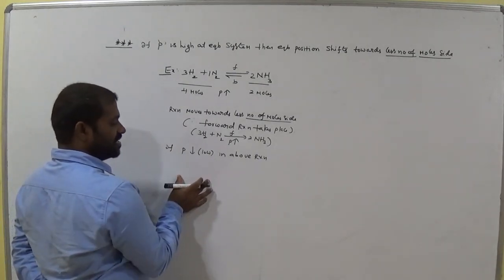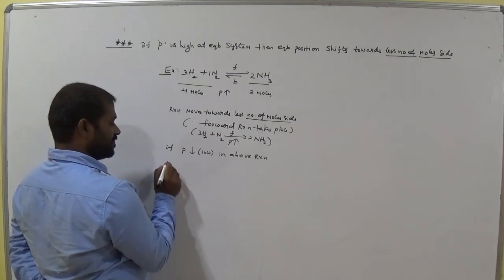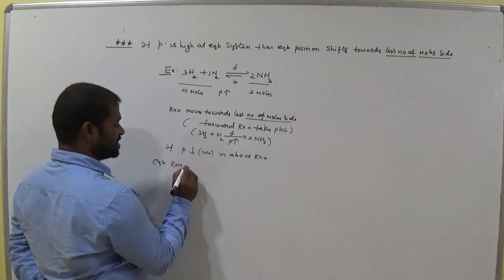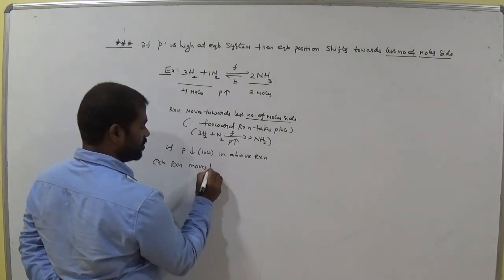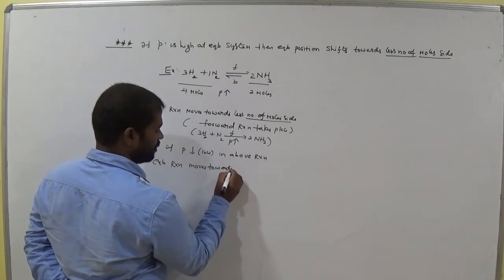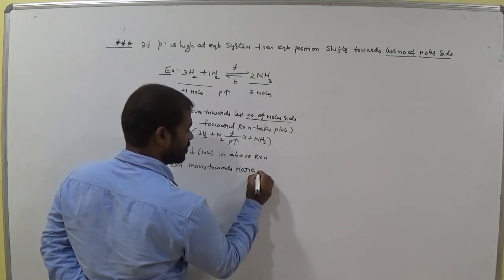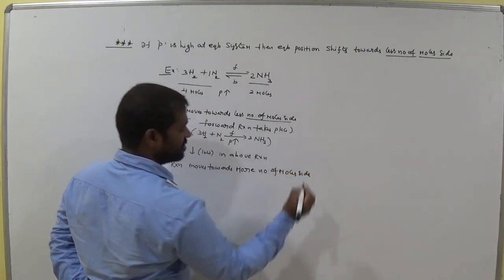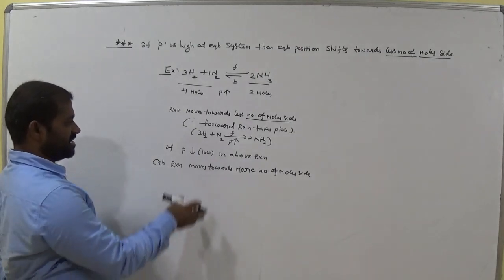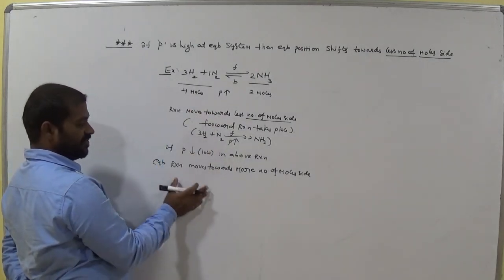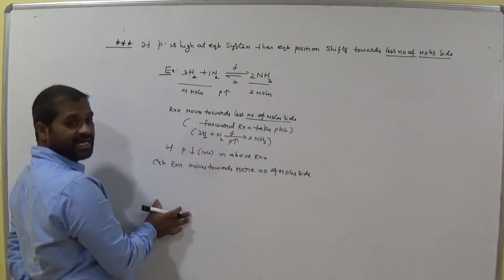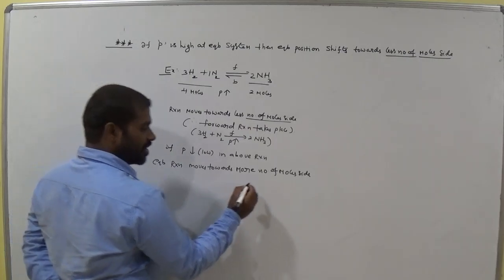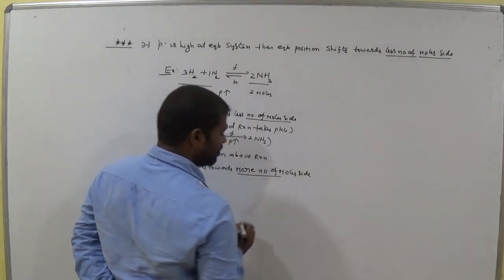So pressure is low means, then what happened? The equilibrium reaction moves towards more number of moles side. Am I right? If we decrease the pressure at equilibrium, then the equilibrium position shifts towards more number of mole side.